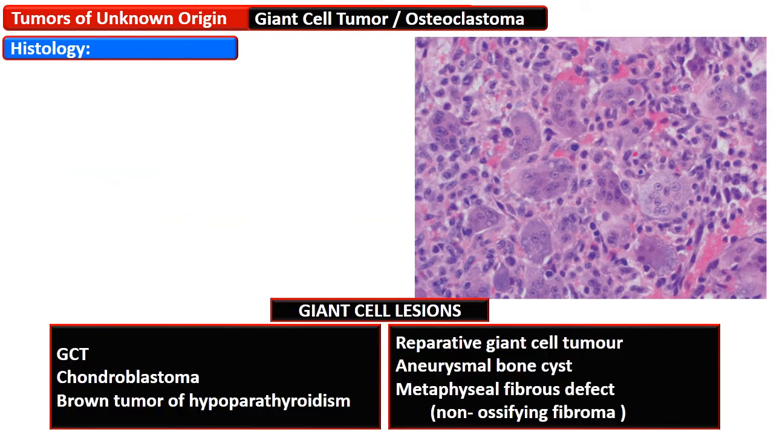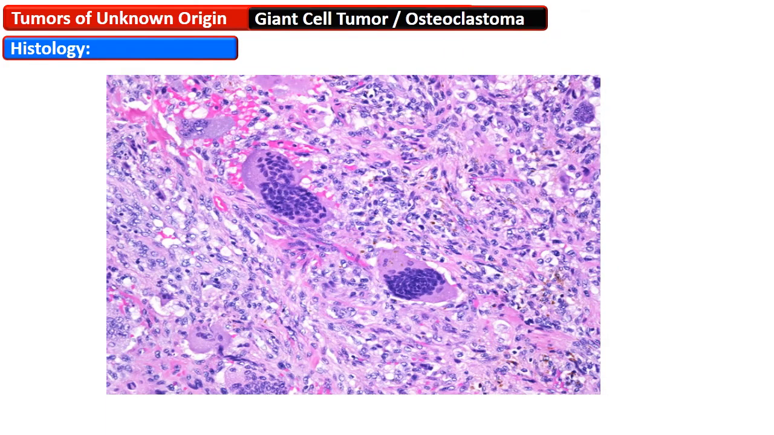So the giant cell containing tumors or lesions of the bone are chondroblastoma, brown tumor of hyperparathyroidism, reparative giant cell tumor, aneurysmal bone cyst, and metaphyseal fibrous defect. This is a high power view of a giant cell tumor, which is showing large giant cells containing dozens of nuclei.